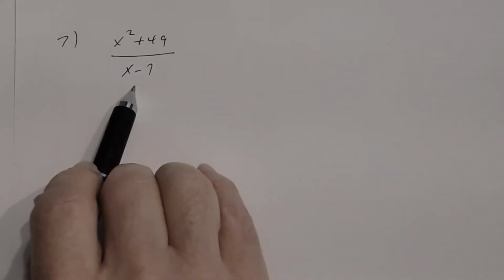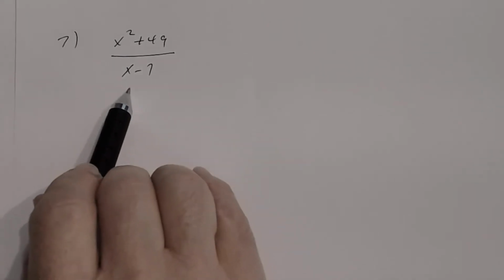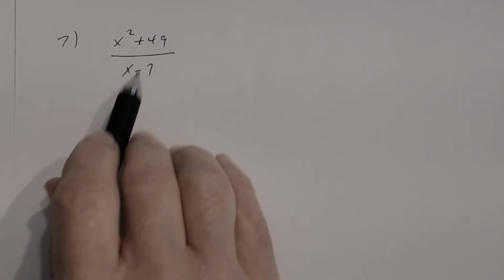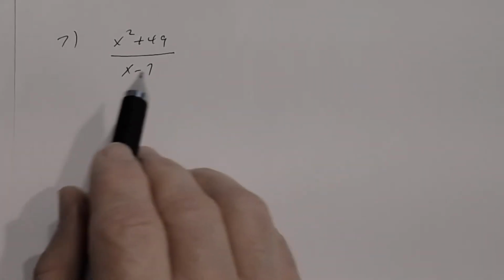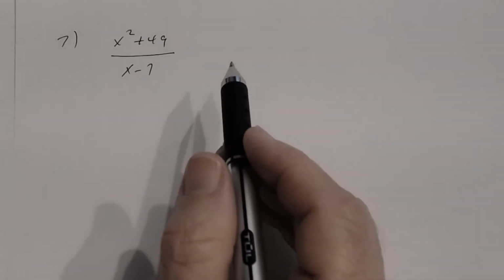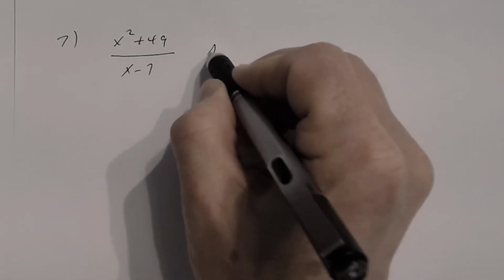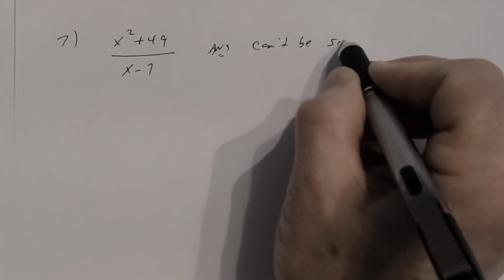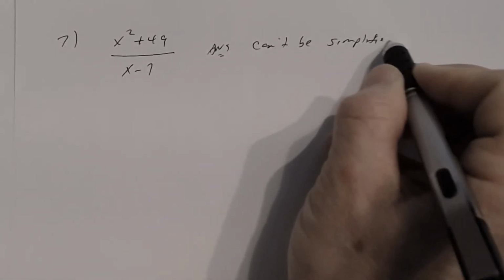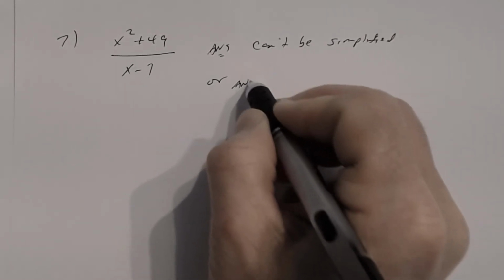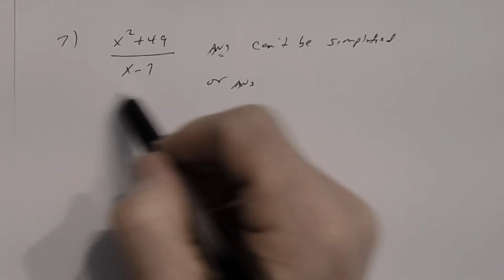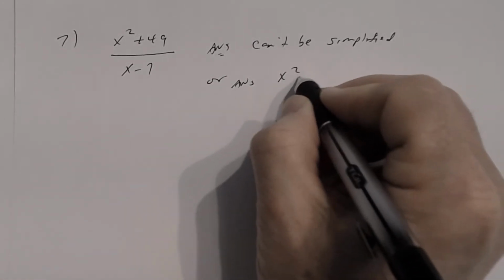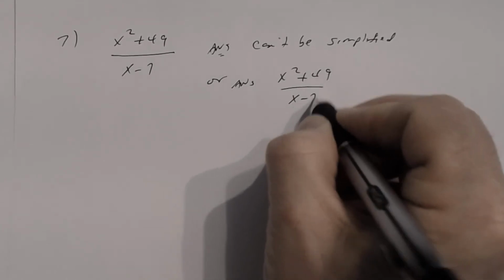So does the numerator and the denominator have a common factor? No, they don't have a common factor. So depending on what your math lab has for its choices, you could say the answer is that it can't be simplified. Or sometimes they want you to rewrite this. So the answer is, this is already in lowest terms. So that's your answer: x squared plus 49 divided by x minus 7.